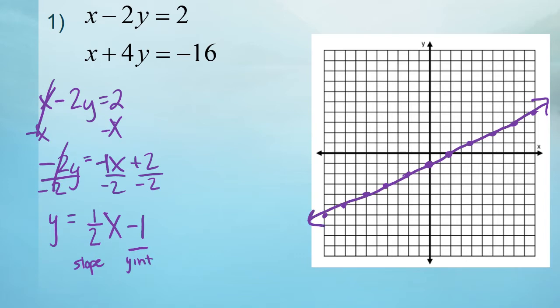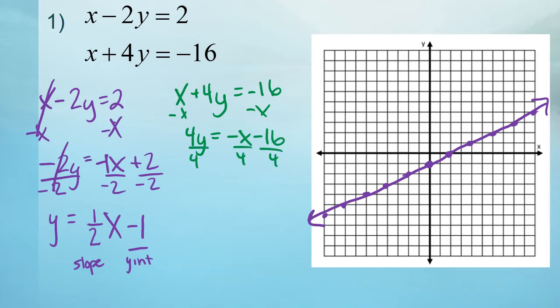All right, let's take a look at the second equation. My first goal is to get y by itself. I'm going to subtract x from both sides. That leaves me with 4y equals negative x minus 16. Divide every single term by 4. That leaves me with y equals, this is technically a negative 1 over 4. 1 over 4 does not reduce, it stays 1/4. 16 over 4 does reduce to negative 4.